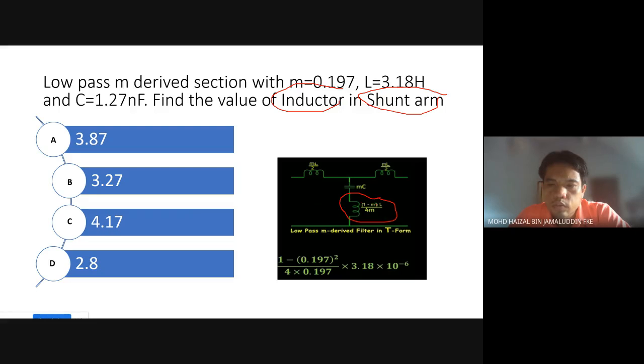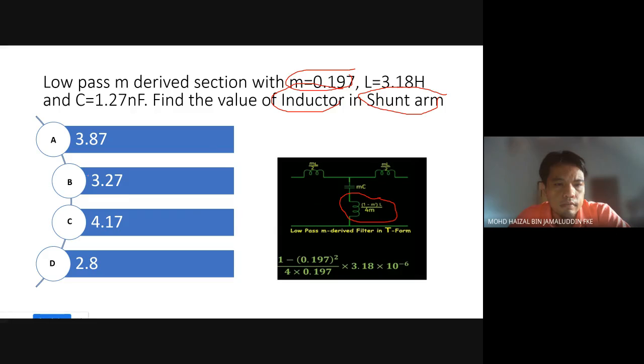So you just use this formula: 1 minus m to the power of 2, times L, divided by 4m. m is given here, m is 0.197. So you just include the value, calculate, and you get the answer. Okay. So basically this image parameter method is for low frequency.